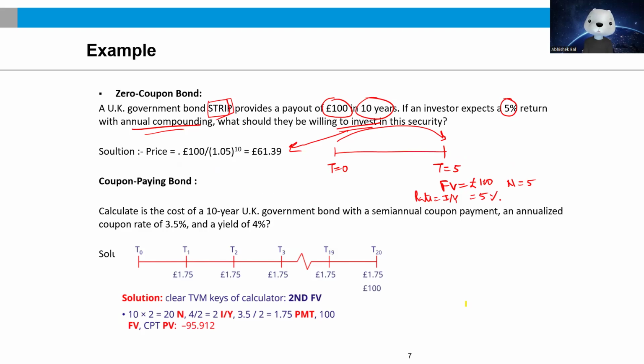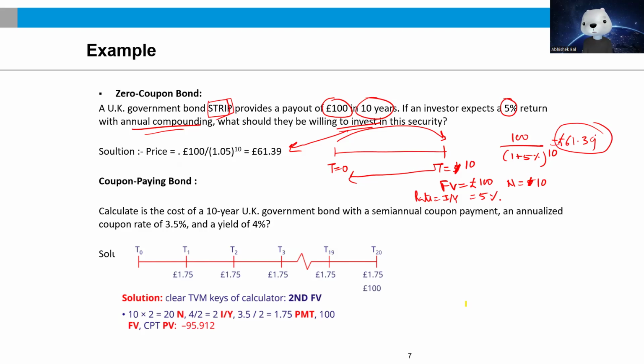Now, pertaining to this particular problem, you could do it directly. All that you require is to discount this 100 by 1 plus 5% for a period of, okay, sorry, it's 10 years. My mistake. It's 10 years. So 1 plus 5% to the power 10. So if you discount this, all that you're going to get is around 61.31. And this is the fair value of the security.